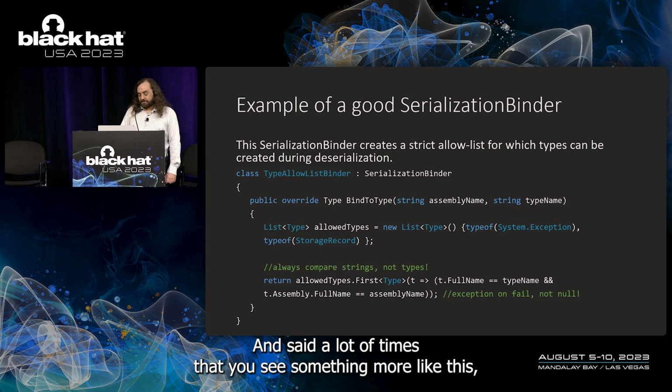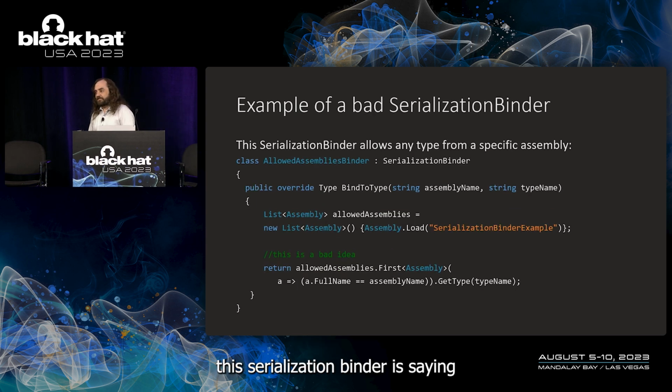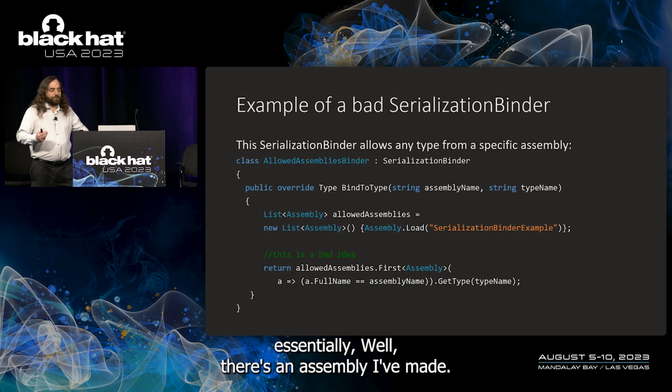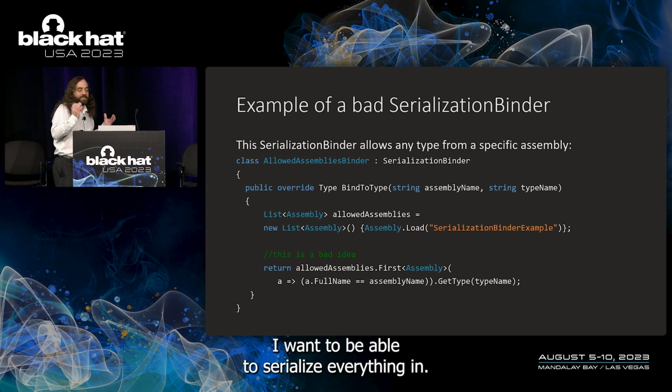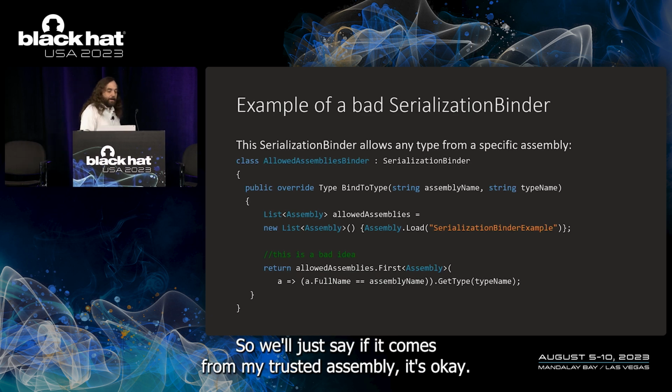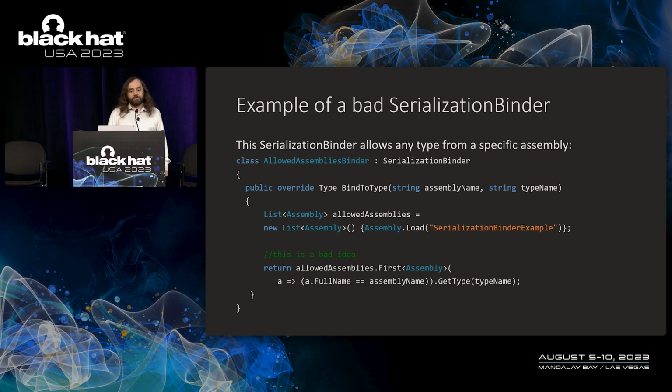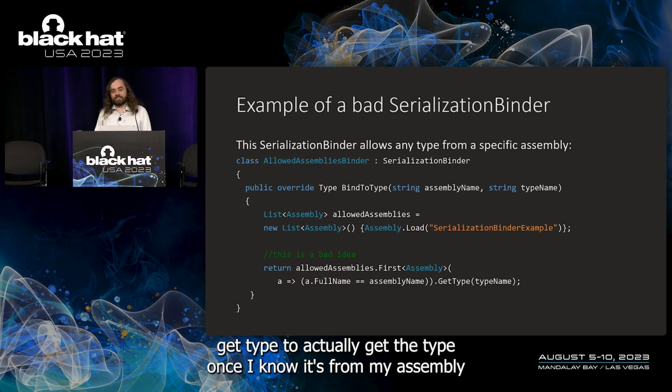Instead, a lot of times what you see is something more like this. This serialization binder is saying essentially, well, there's an assembly I've made. I know it doesn't have bad types in it. I want to be able to serialize everything in it. So we'll just say, if it comes from my trusted assembly, it's OK. And I'll just call Type.GetType to actually get the type once I know it's from my assembly.